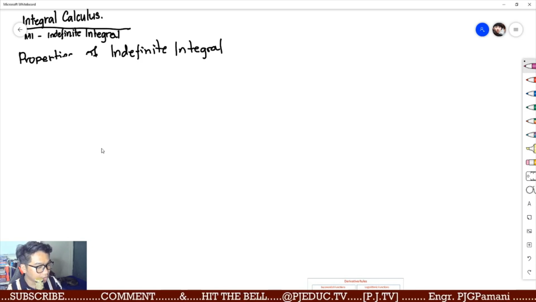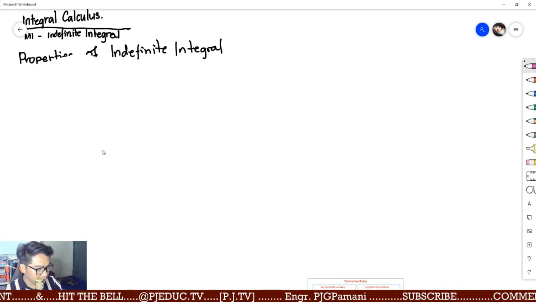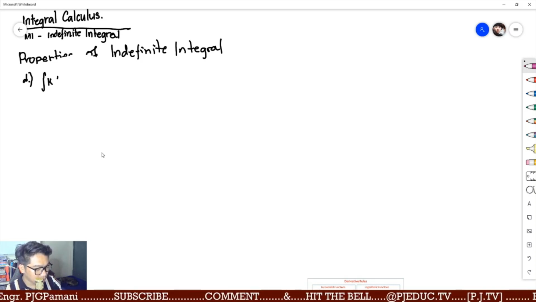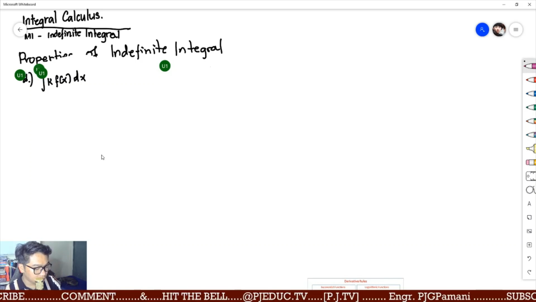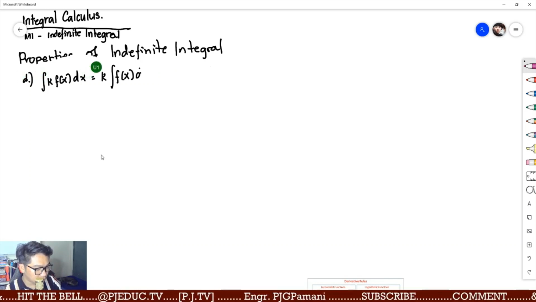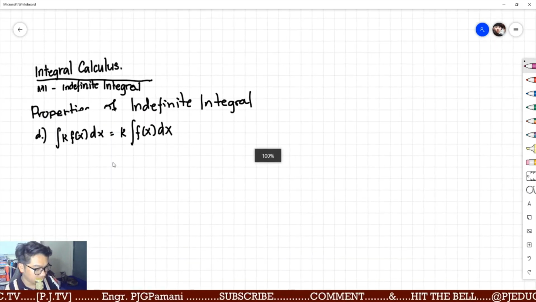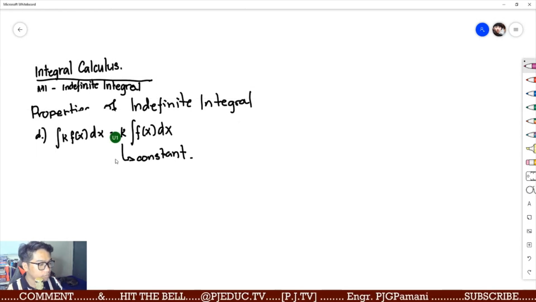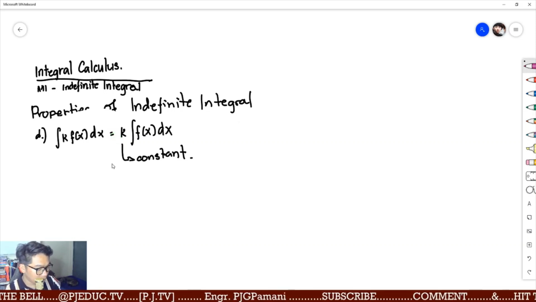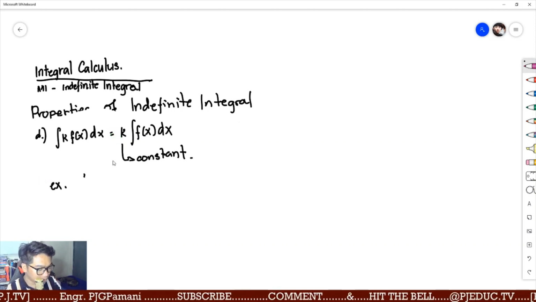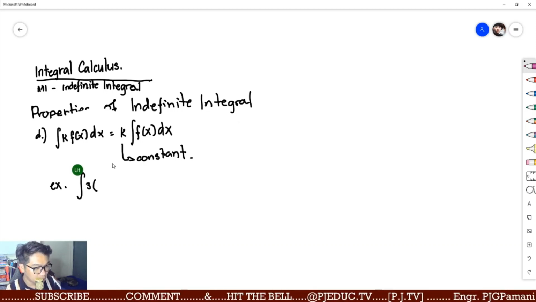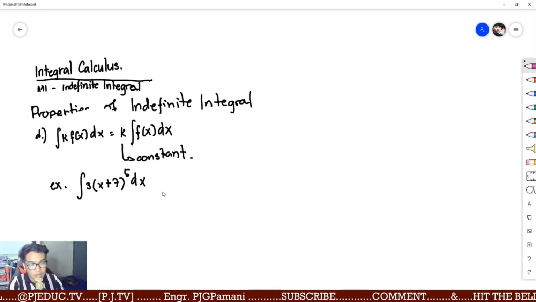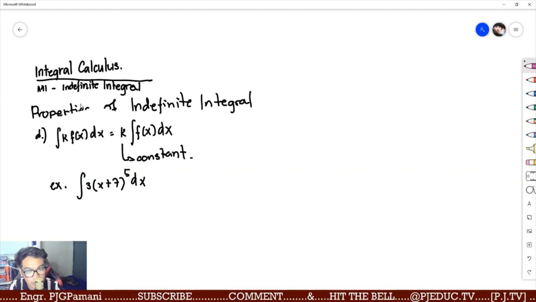In continuation, here are some other properties of indefinite integral. Nasaan ba tayo? D. The integral of constant k times function of x dx is equal to k times the integral of f(x) dx. So basically, k again is your constant value. So halimbawa, example, you are asked now to integrate 3 times x plus 7 raised to 5 dx. There are two ways in which you can solve this particular problem.